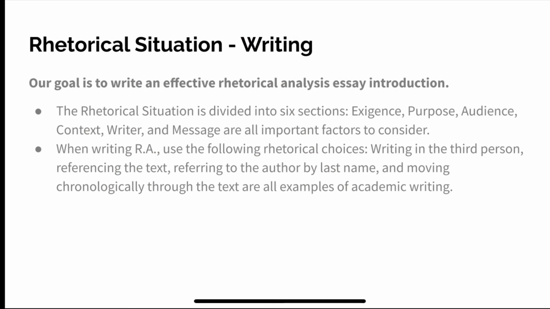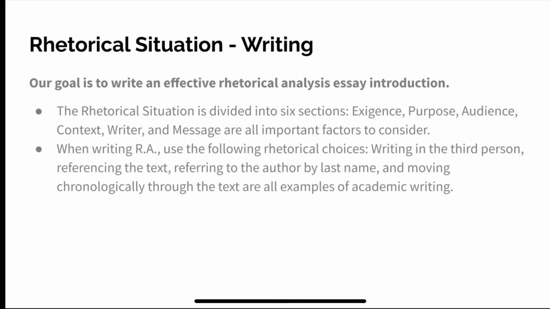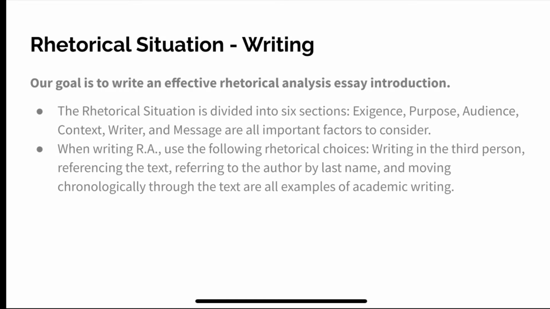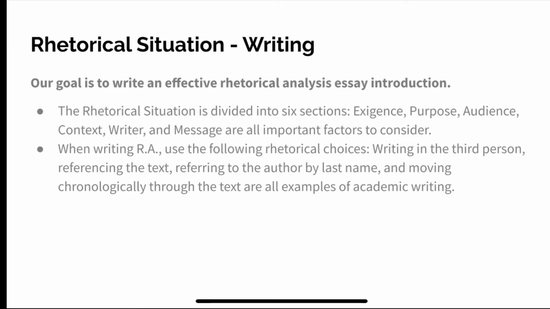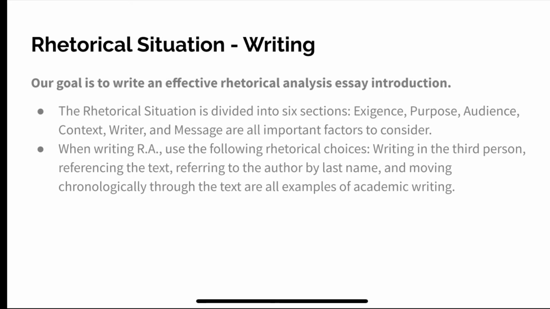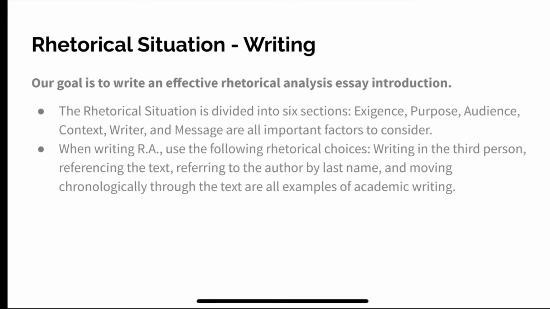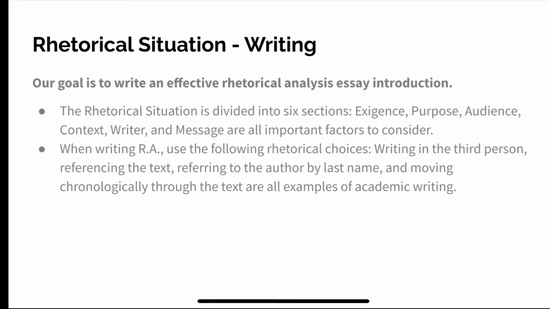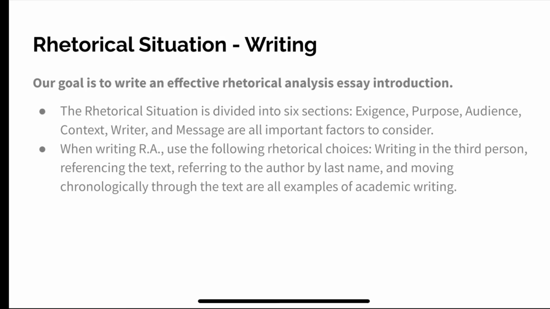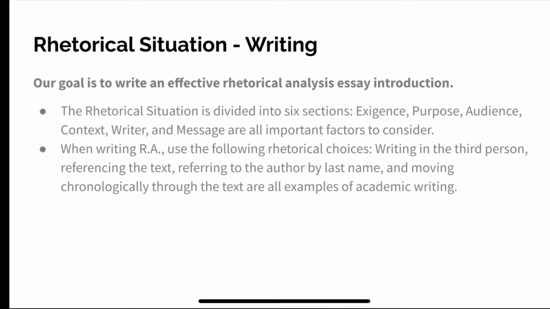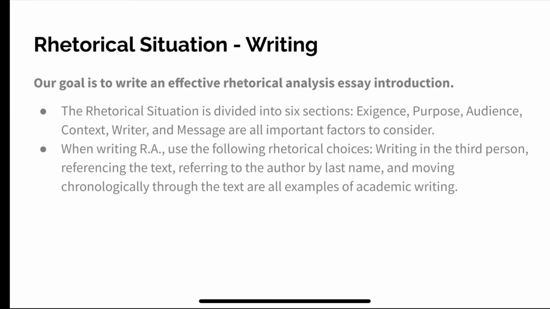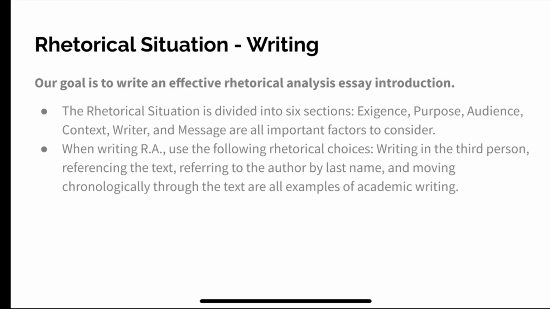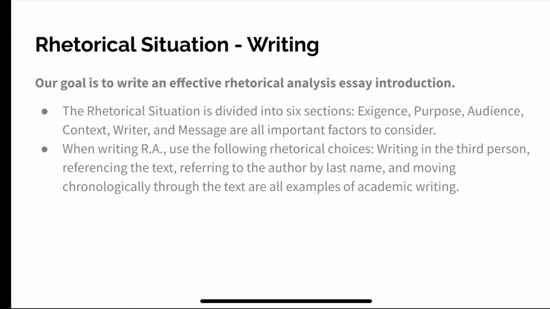Next, we have the rhetorical situation on the writing side. Our goal is to write an effective rhetorical analysis essay introduction. The rhetorical situation is divided into 6 sections: exigence, purpose, audience, context, writer, and message are all important factors to consider. When writing a rhetorical analysis, use the following rhetorical choices: writing in the third person, referencing the text, referring to the author by last name, and moving chronologically through the text are all examples of academic writing.